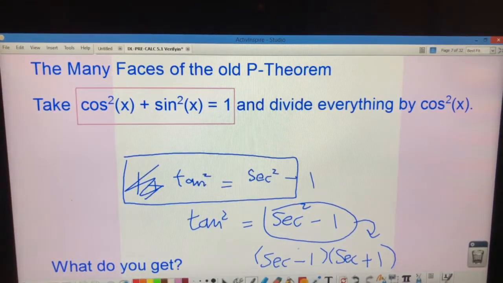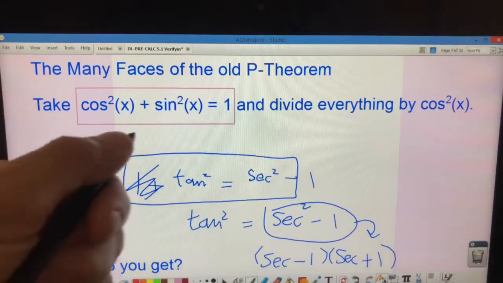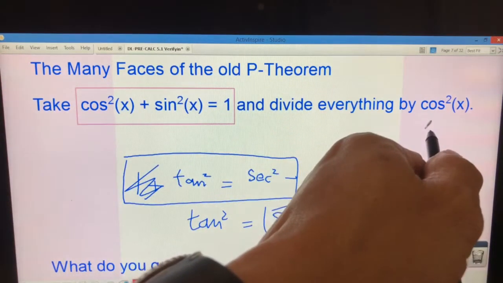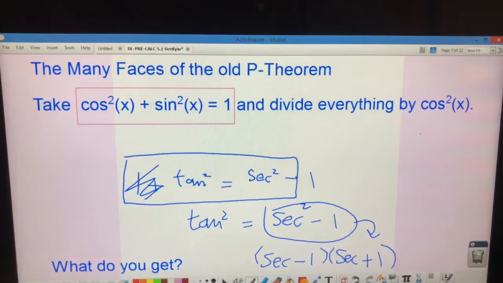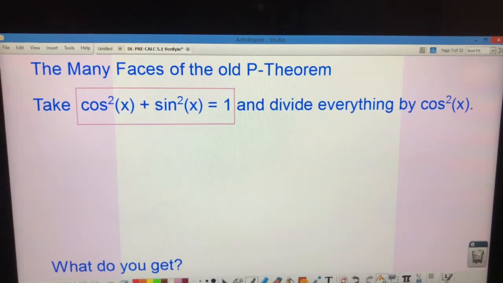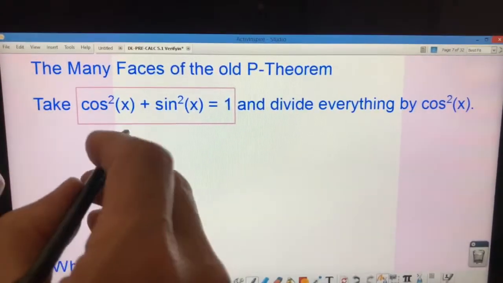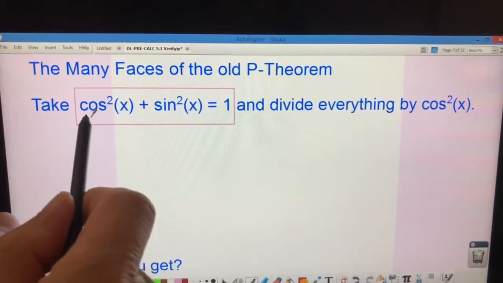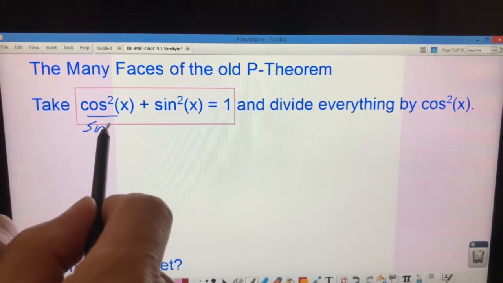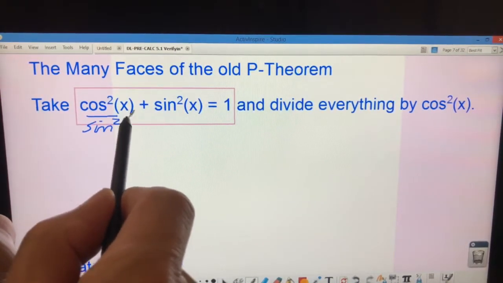So I'm at about 2-3 minutes. Let me talk about what if I divide the Pythagorean theorem not by sine squared, not by cosine squared like last time. If I divide this by a sine squared, what would that be? Okay, it's going to look different, but it's the same thing. So this time I'm dividing it by sine squared. All right, so it will look different.